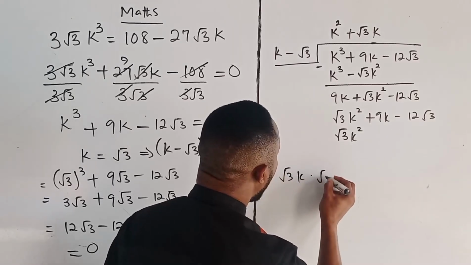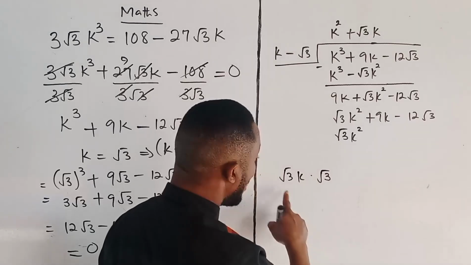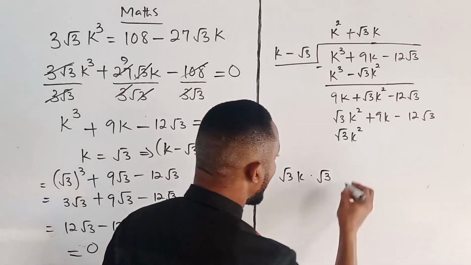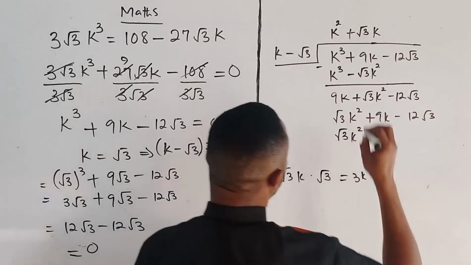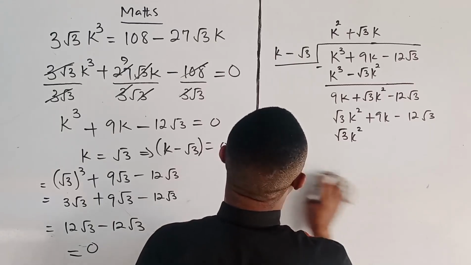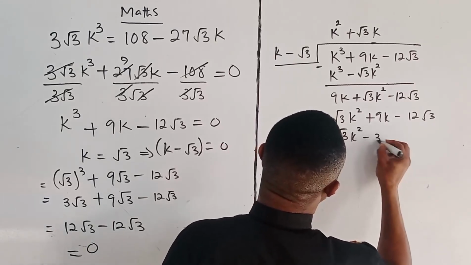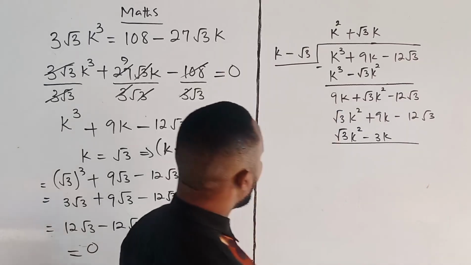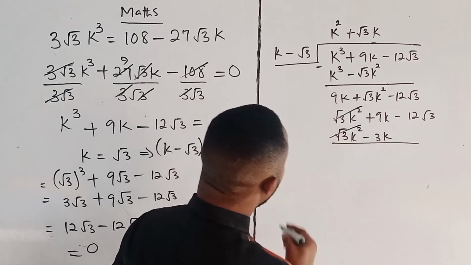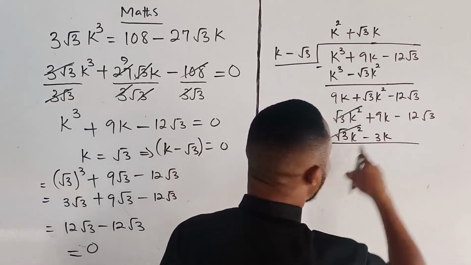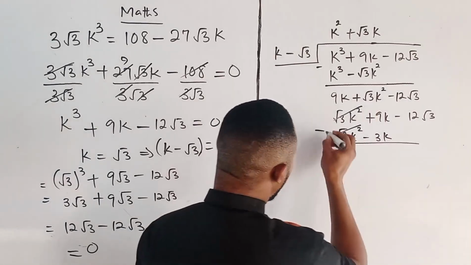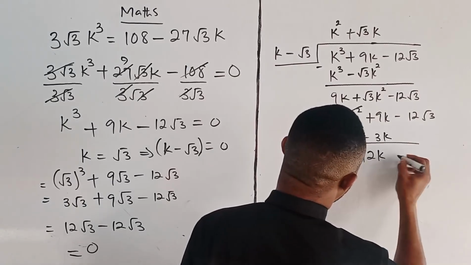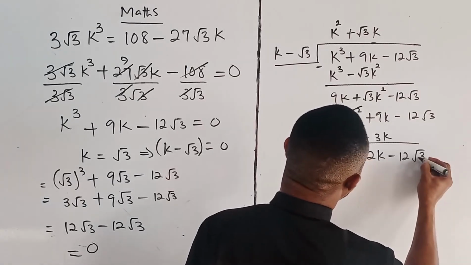√3k multiplied by √3, that will be 3. So we are going to be having 3k. So here we are going to be having minus 3k. Okay, I will subtract again. We are going to be having these guys leaving the system. 9 minus 3, that will be 12. So you have 12k minus 12√3.